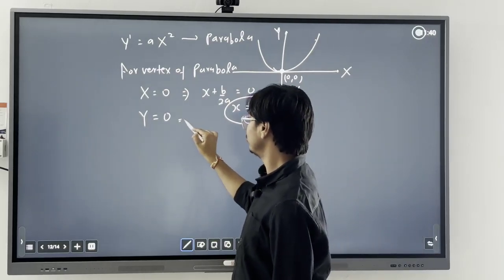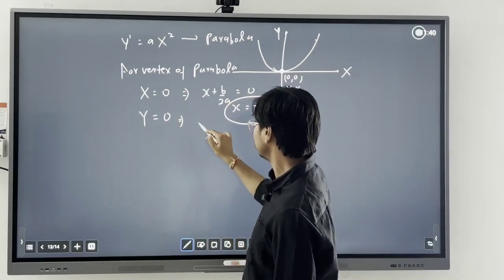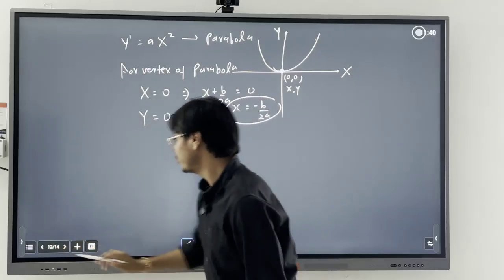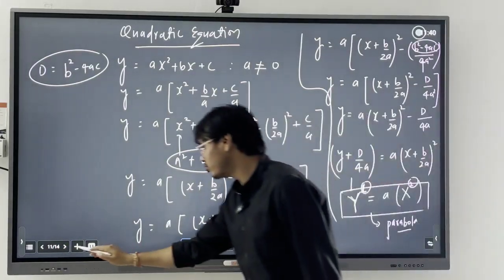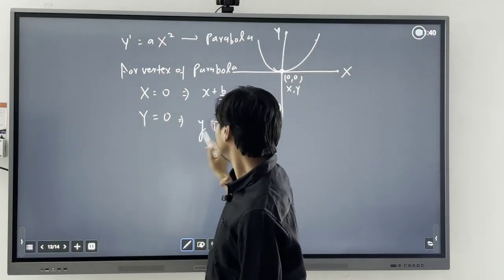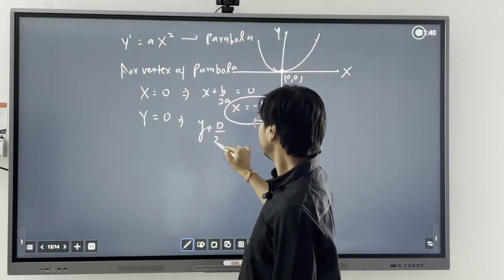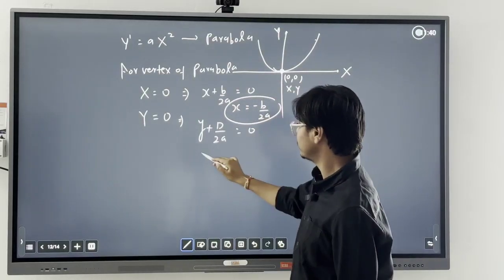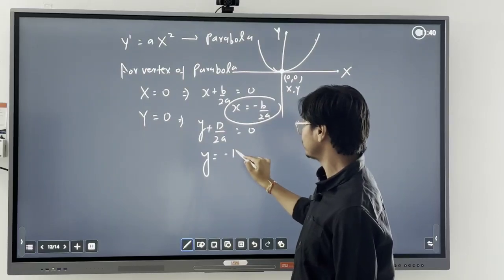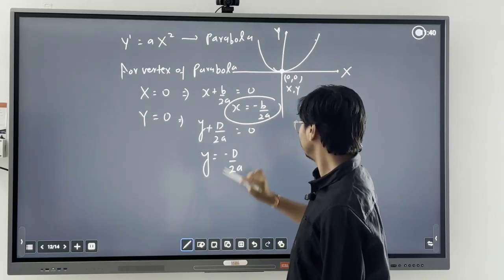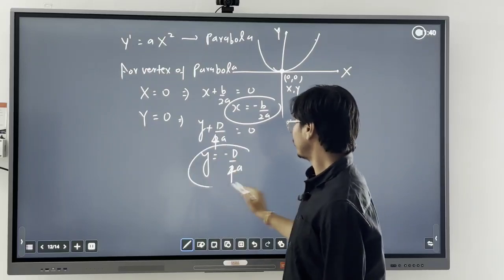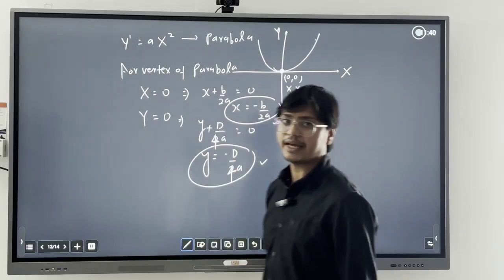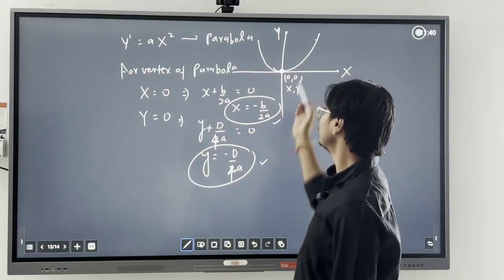And from capital Y equal to 0, the small y value: from the previous equation we could put the value of capital Y, that is y plus D upon 4a. So y plus D upon 4a will be equal to 0. From this we can find the value of y is minus D upon 4a. So from the x and y coordinates we find the actual coordinate of the vertex of the parabola.